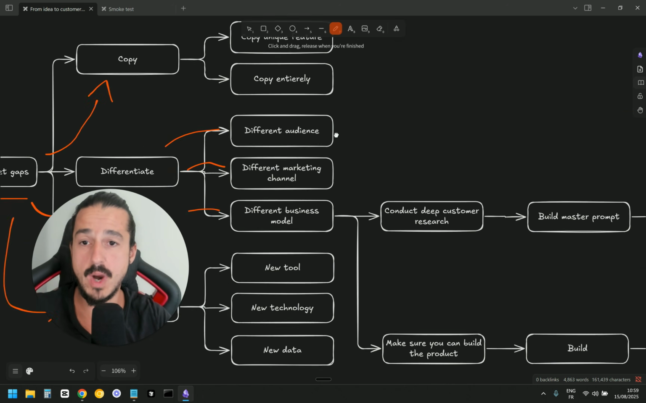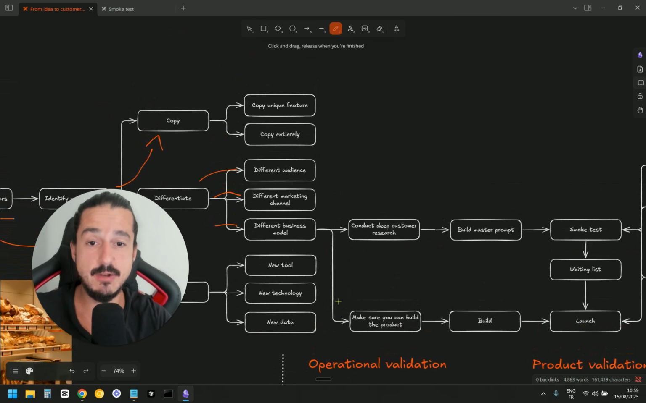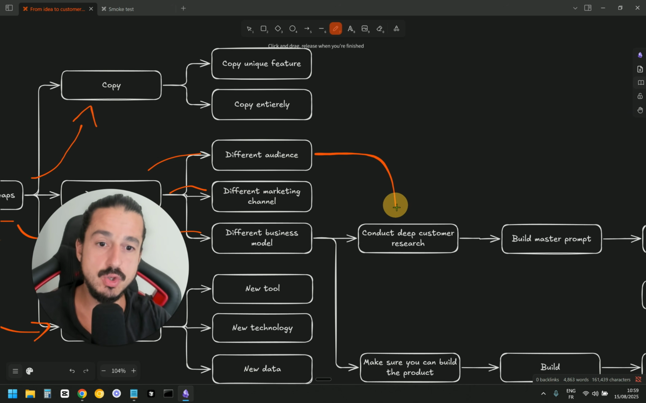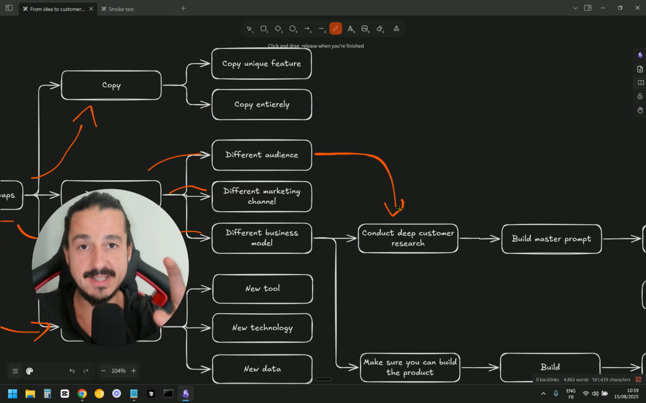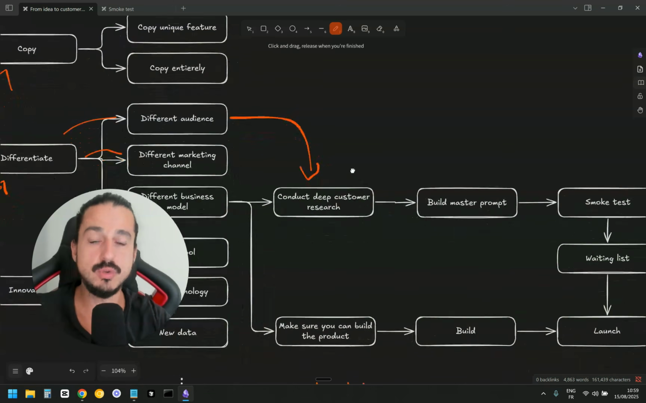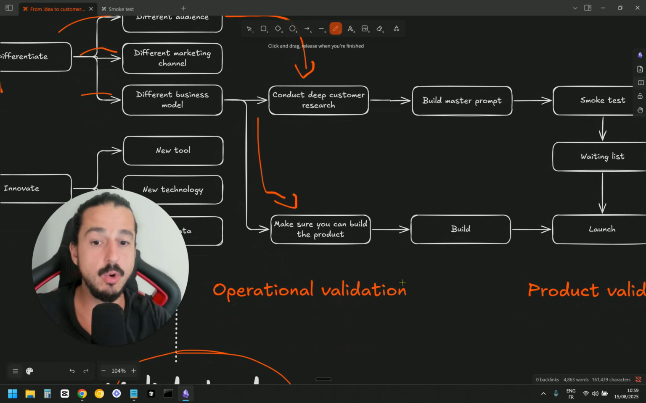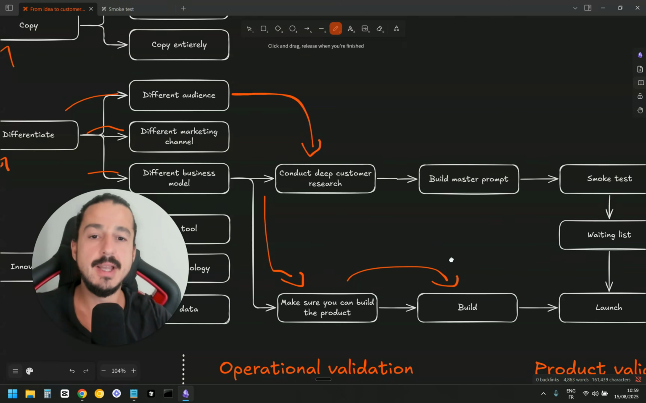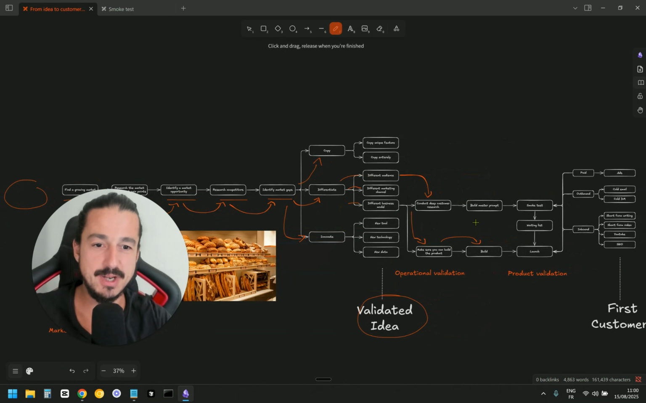Once you have found a way to generate value, and you can say at this point this is a validated idea because it has a growing market and there are competitors, and you will create something with more value in it, then you will conduct a deep customer research, because at this point you really know exactly what you're looking for. So you want to understand the customer as much as possible. At the same time, you are conducting an operational validation by just making sure that you can build the product. If you want to go into building, it's a little bit early, but at least it's better than building right here, if you know what I mean.